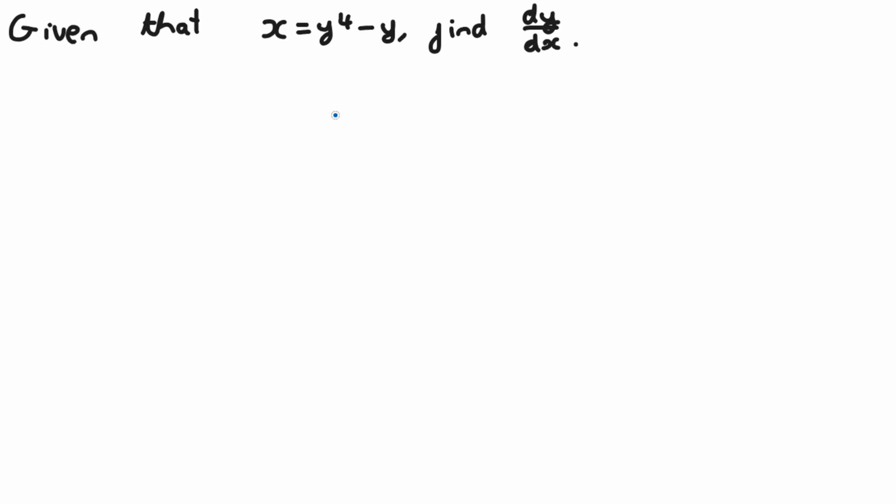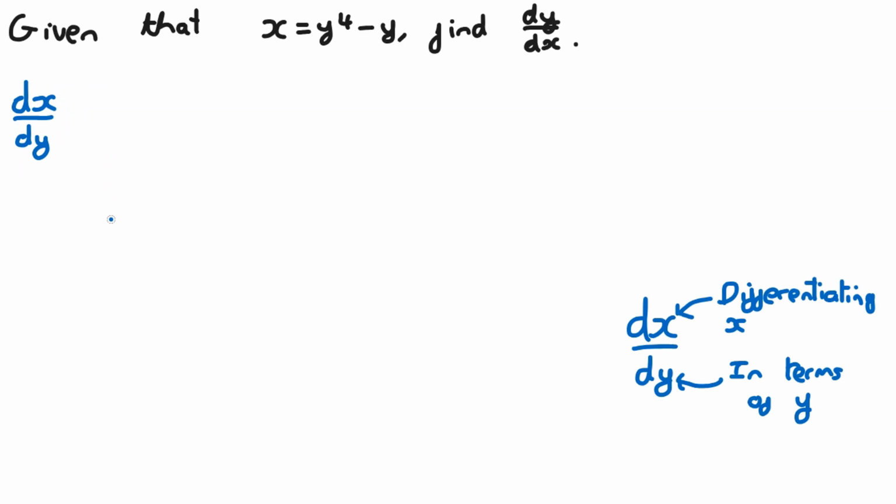However, what we can do is we can find dx over dy instead. Now this is not what they want as the final answer, they want dy over dx, but we can find dx over dy, and I'll explain in a sec why this is useful to us. So we've already talked about this terminology in this video. When we have dx on the top, this means that we're differentiating x, and when we have dy on the bottom, this means that we're doing it in terms of y. Basically the x and the y roles have swapped around, and we're actually going to be differentiating the y as if it's the x.